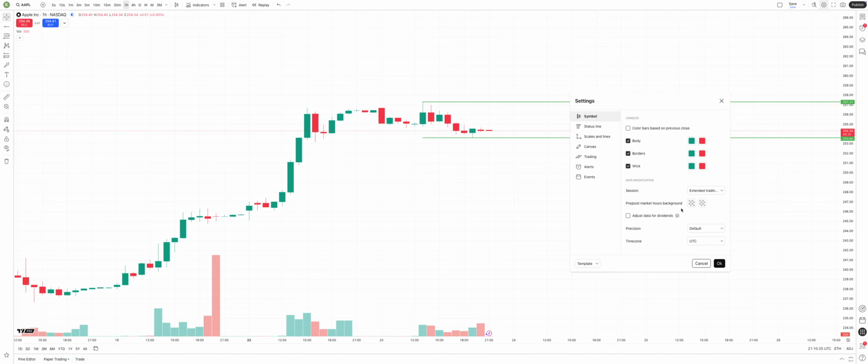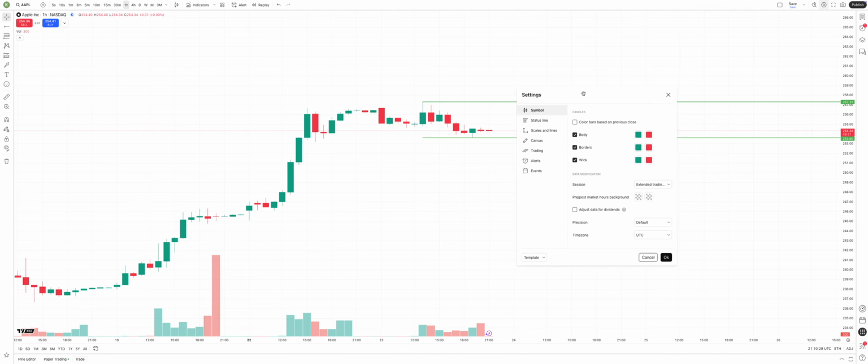And I like to keep my charts very, very clean. So, all right, while we're here, let's also take some time to set up our chart a little bit better. So, setting extended trading hours is important. And if you don't see that, again, you might need to create an account.